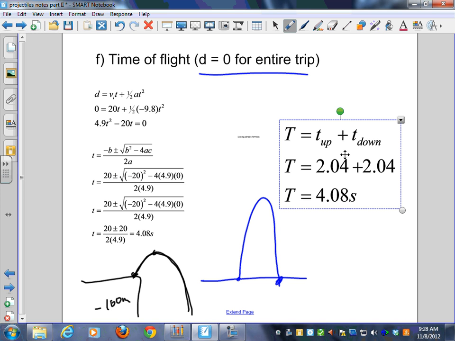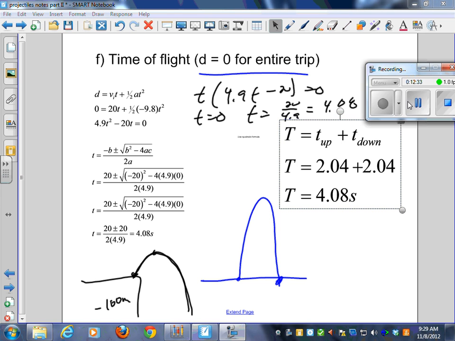The other way you can solve that is to simply go t times 4.9t minus 20 is equal to 0, t equals 0, or t is equal to 20 over 4.9, and what's that going to be equal to? 4.08. I mean, you can just factor out a t and that'll work too, right? Yeah?